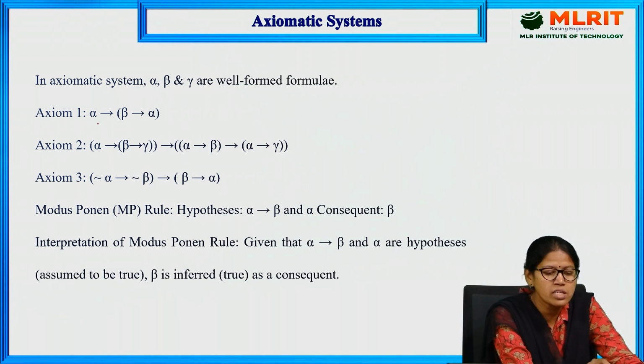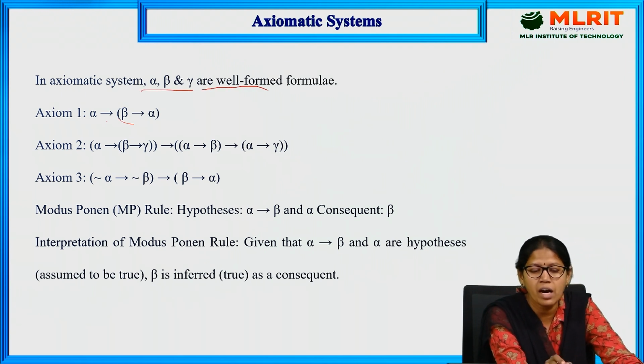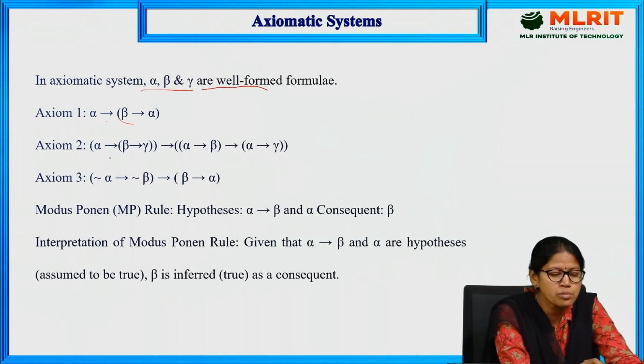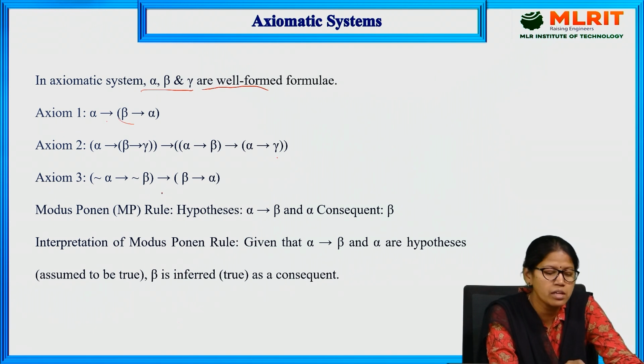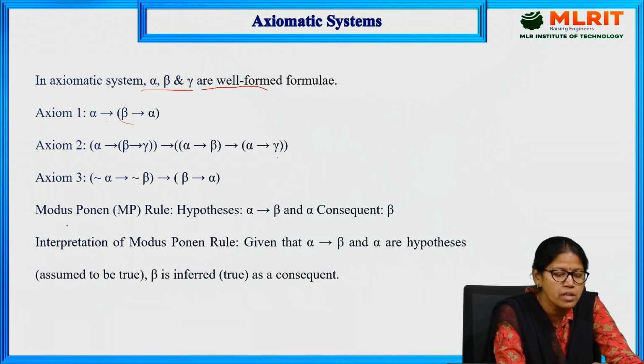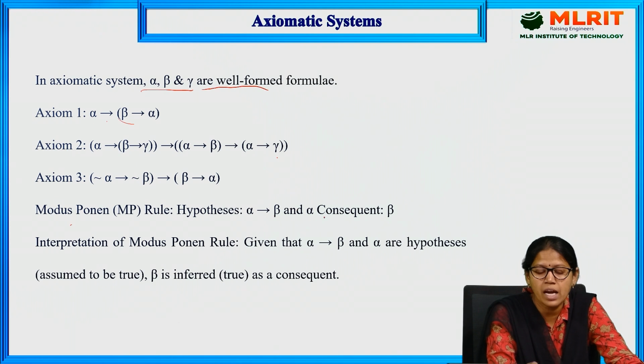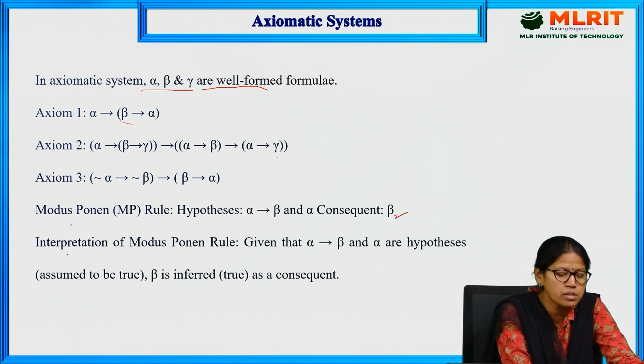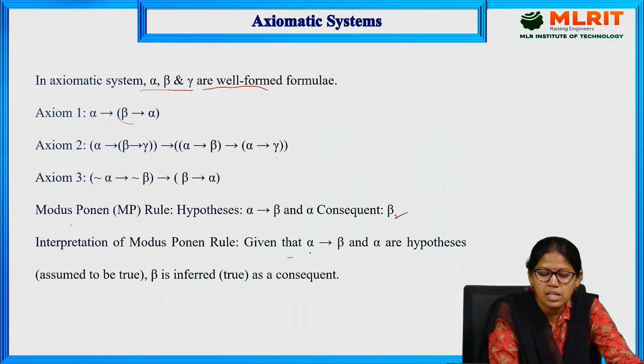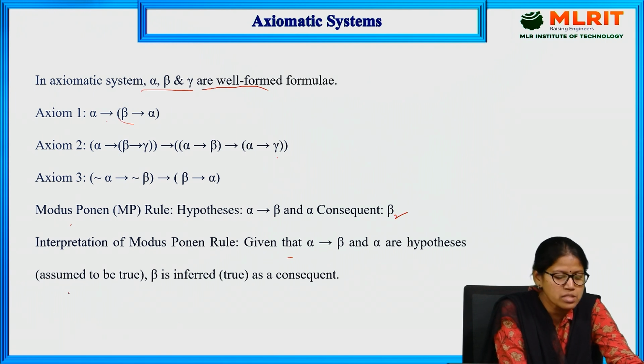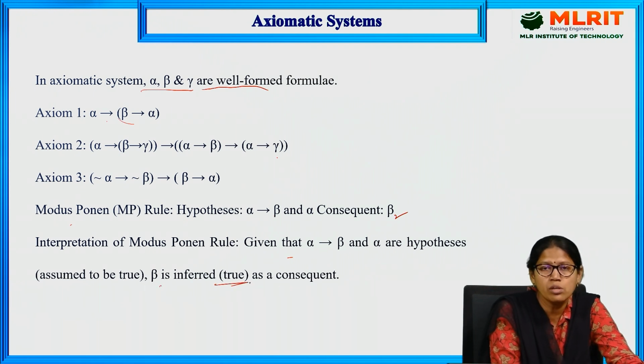The first axiom is alpha implies (beta implies alpha). Here alpha, beta, gamma are well-formed formulas. Next, axiom 2 is alpha implies (beta implies gamma). This one is a distributive law: (alpha implies beta) implies (alpha implies gamma). Next, axiom 3 is (negation of alpha implies negation of beta) implies gamma. So the modus ponens rule is: alpha implies beta and alpha, consequently beta is true. Given that alpha implies beta and alpha are hypotheses assumed to be true, then beta is also true.